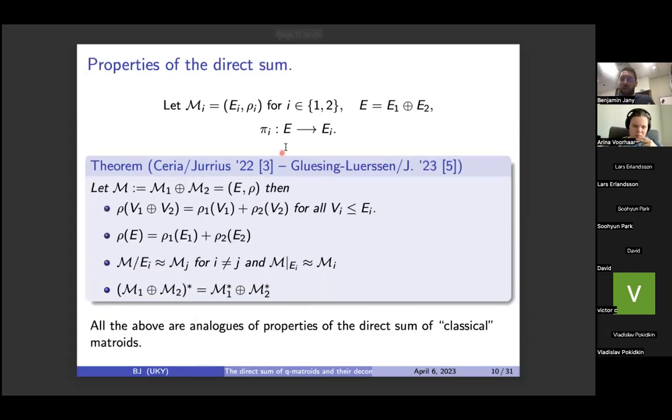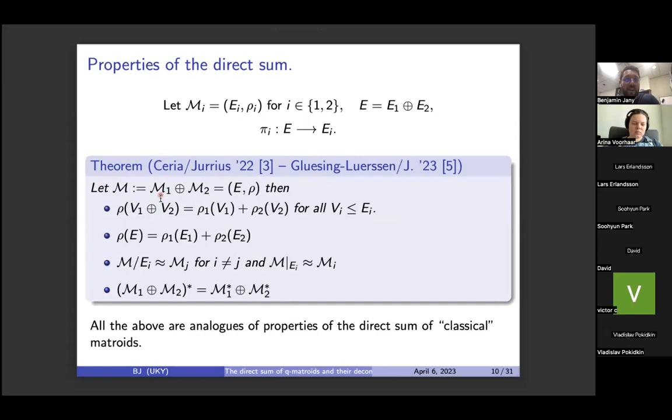And we were able to confirm this intuition, together with Jany and Jurrius as well, by showing that this direct sum satisfied some wanted properties that we would expect from a direct sum of q-matroids. Okay, we know the direct sum of classical matroids satisfies some properties. So now we just wanted to show that the direct sum of q-matroids satisfies analogous properties.